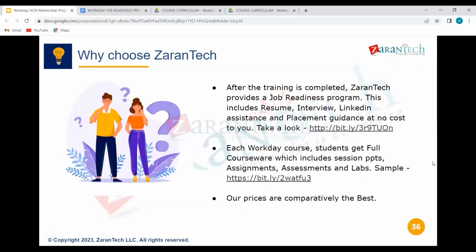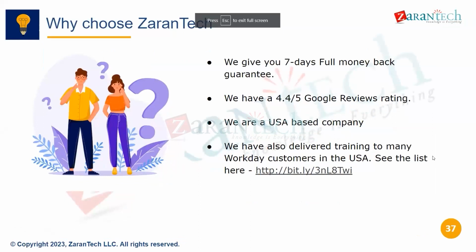Each Workday course, and here we are focusing on Workday HCM, comes with full courseware, which will include the session PPTs which we share as part of the training, the assignments, assessments, and the labs. So you will get all kinds of materials which will be helpful for your learning and for your job readiness program. And again, our prices are comparatively the best in the market. We will give you a 7 day full money back guarantee.